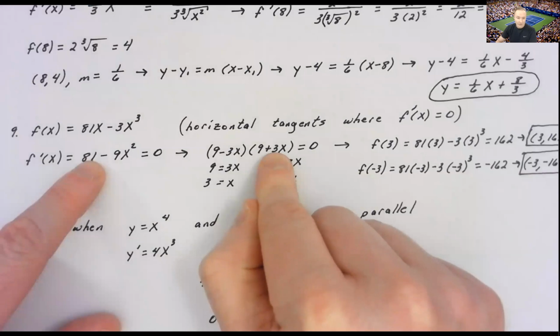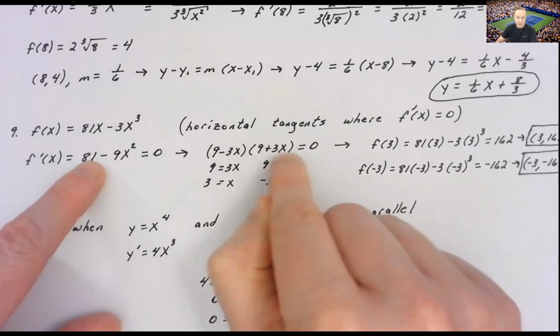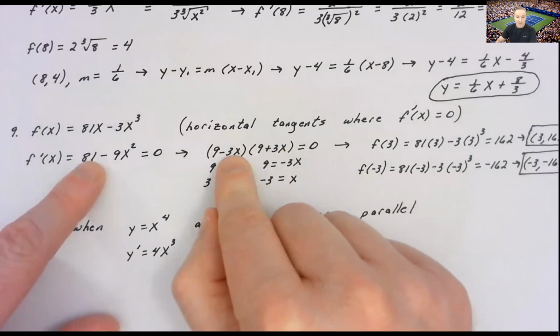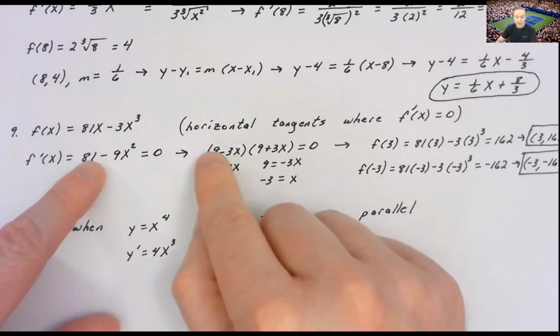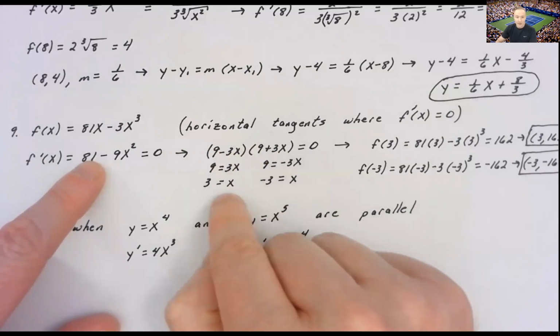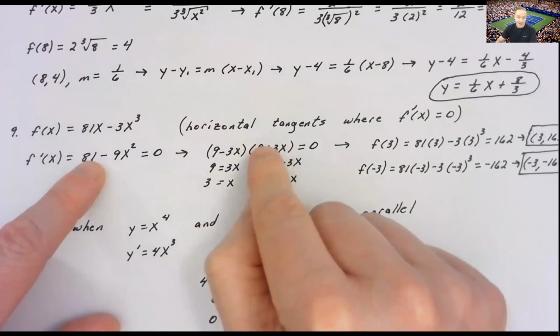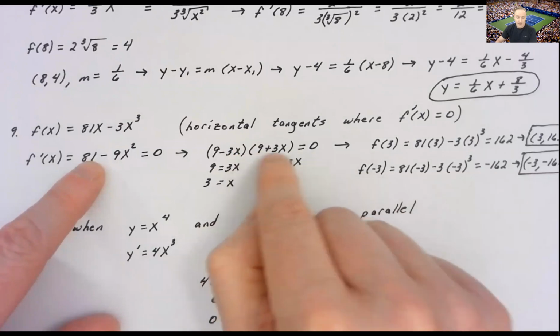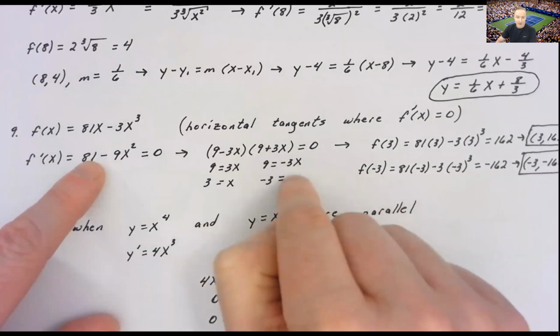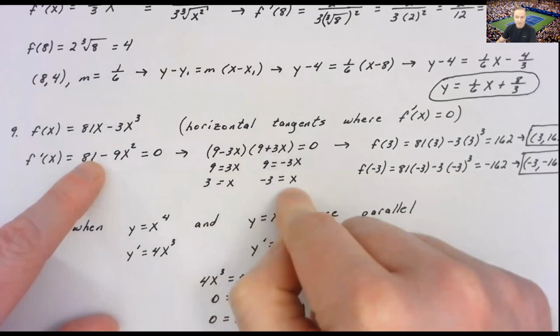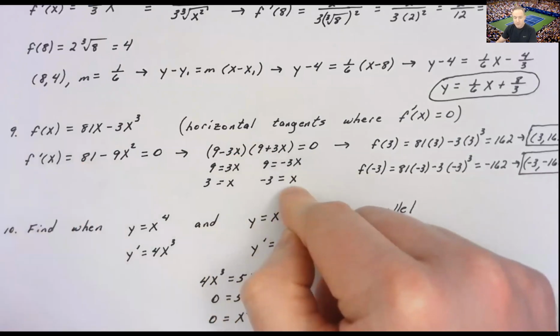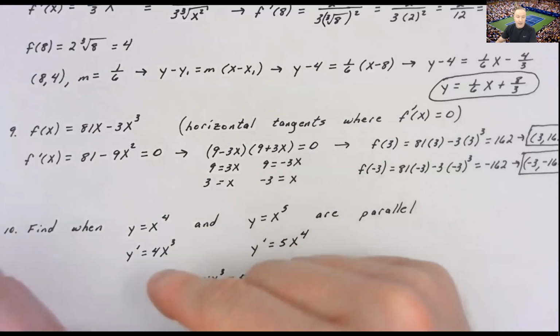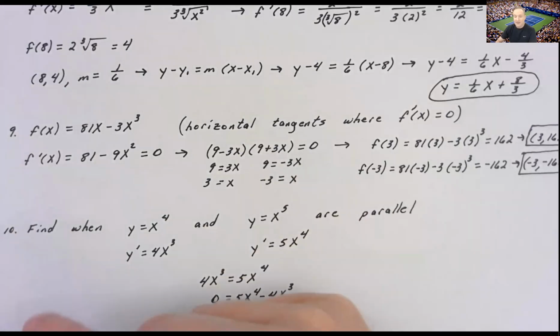I can find out when each of those factors will yield a product of 0 by setting them both equal to 0. If the first one is equal to 0, then I know 9 minus 3x is equal to 0, which is going to give me 9 is equal to a positive 3x, and x is 3. In the second one, if 9 plus 3x is equal to 0, then 9 would equal negative 3x. Divide by negative 3, and you'll get x is negative 3. So the only two points at which you're going to have horizontal tangent lines are at x equals 3 and x equals negative 3.